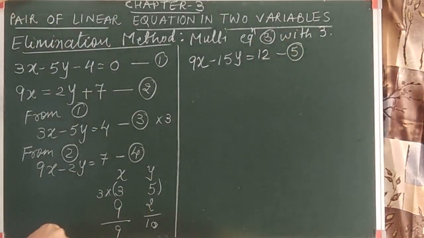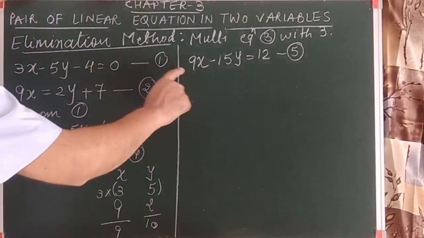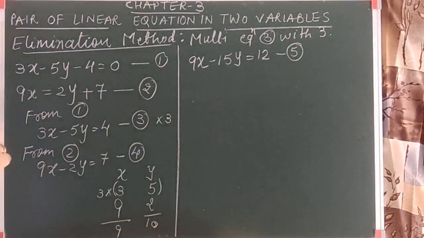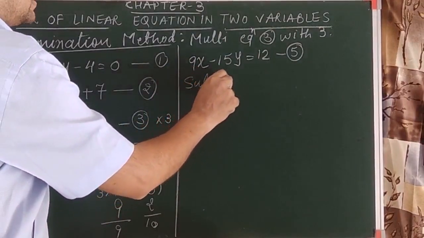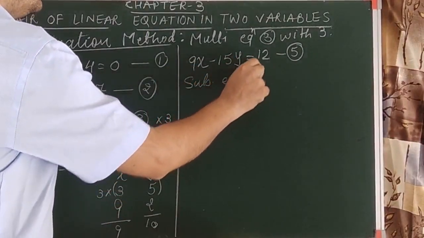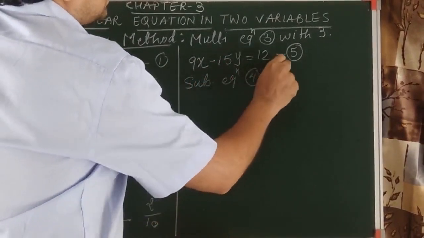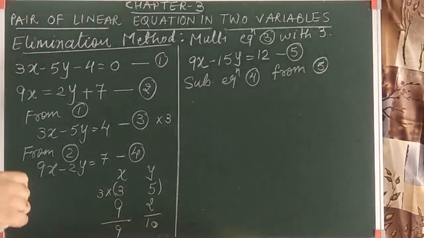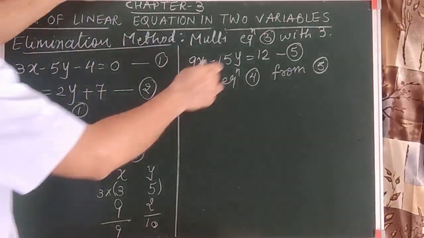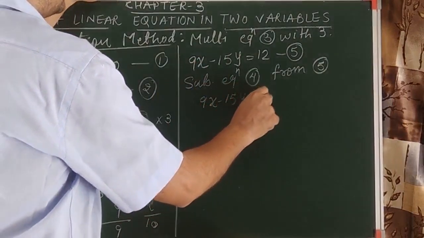Now you correlate the coefficient of x of equations 4 and 5. They are equal. As we discussed, to eliminate we require the additive inverse of each other. दोनों प्लस में है, तो अब हम क्या करेंगे? Subtract the equation. Subtract equation 4 from 5 or 5 from 4, doesn't matter. Equation 4 from 5. हम 5 को 4 में से या 4 को 5 में से subtract करेंगे, कोई फर्क नहीं पड़ता. So let's write equation 5 first. 9x minus 15y is equal to 12.